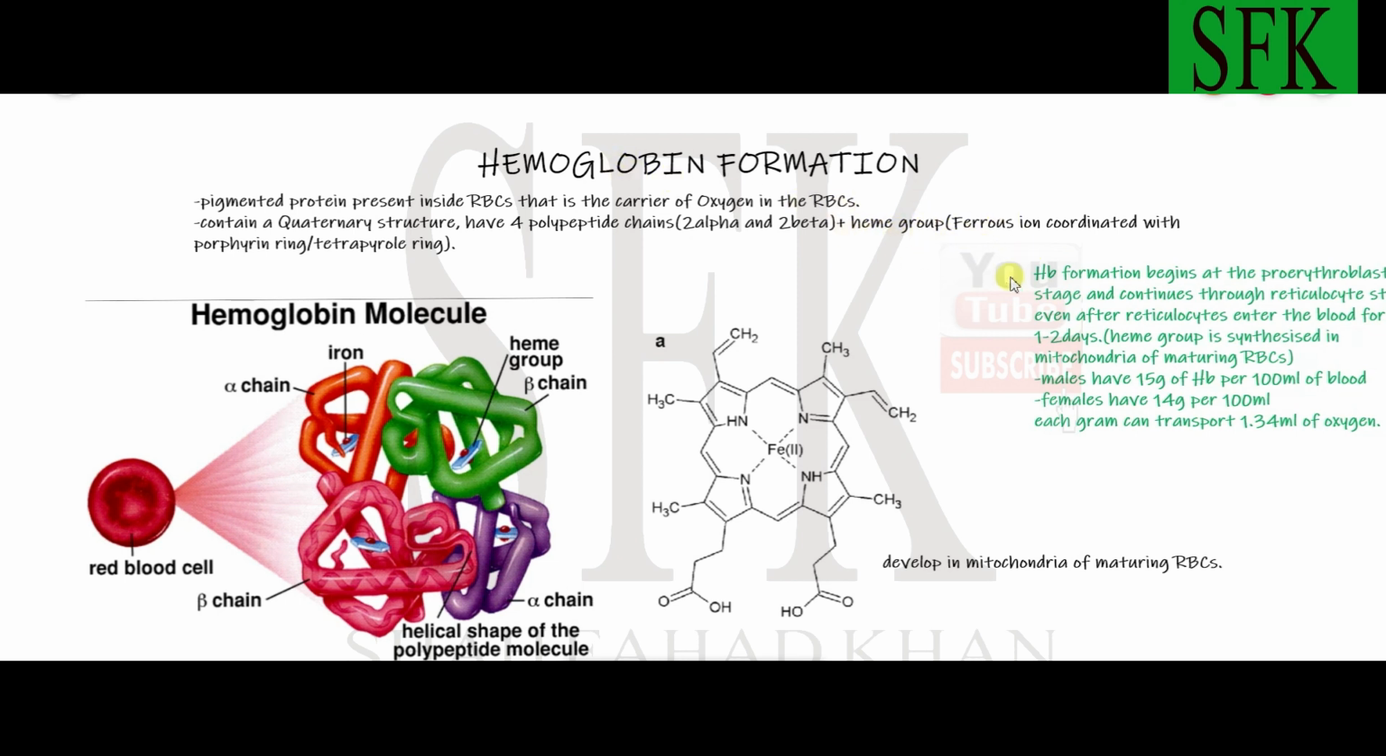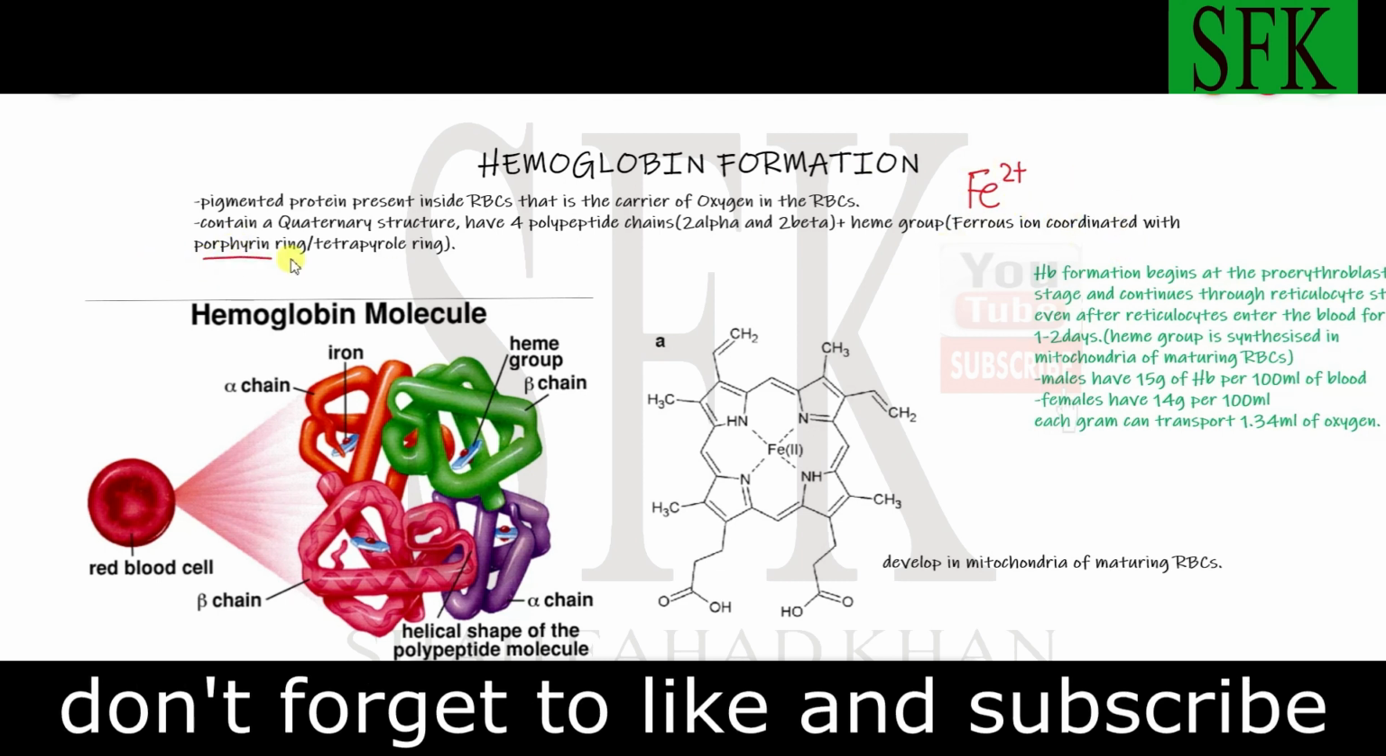Heme group contains a ferrous ion. Basically, ferrous means an iron in the two positive oxidation state. So an iron ion in the two positive oxidation state, a ferrous ion, coordinated with a porphyrin ring. Well, to be more specific, it's called protoporphyrin 9, protoporphyrin 9 ring, or it is also called tetrapyrrole ring.